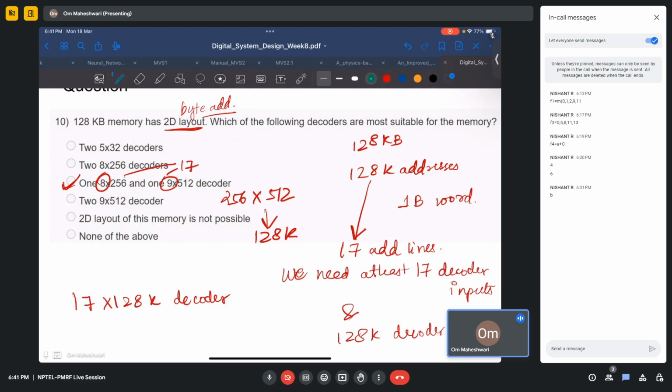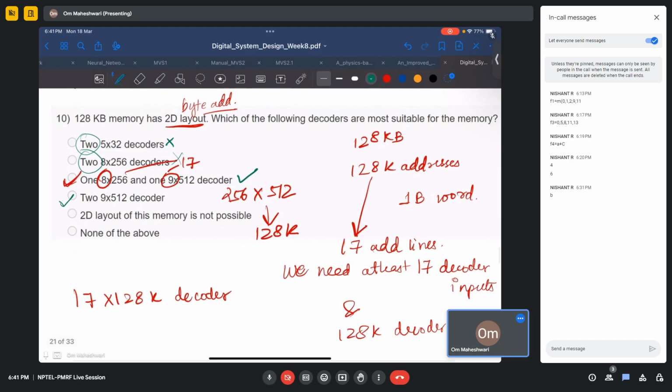So this will not work. We have 5 cross 32, 2 of 5 cross 32, 2 of 8 cross 256 will also not work. This will work. This can also work, but it has extra address lines. So the most suitable one is this.